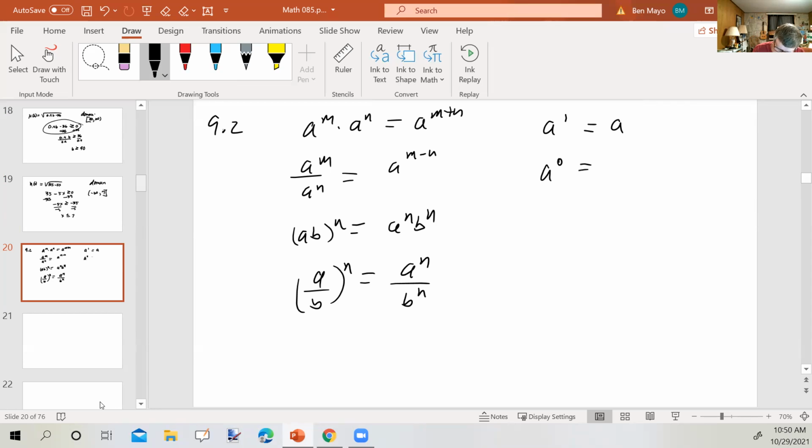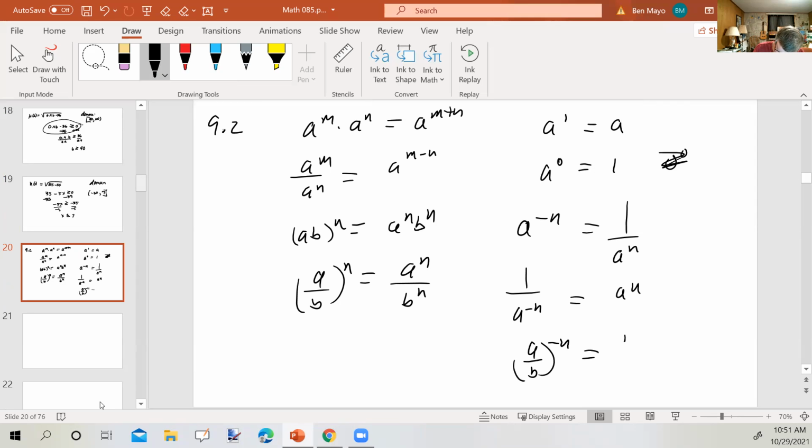Something raised to the 0 power equals the number 1, other than 0 to the 0 power, and we're not going to deal with that. Let's see what others. Oh, a negative. If you've got something to a negative exponent, that's 1 over something to a positive exponent. If you've got 1 over something to a negative exponent, that's something to a positive exponent. If you've got a quotient to a negative exponent, it's going to be the reciprocal to a positive exponent. I think that's all the rules.